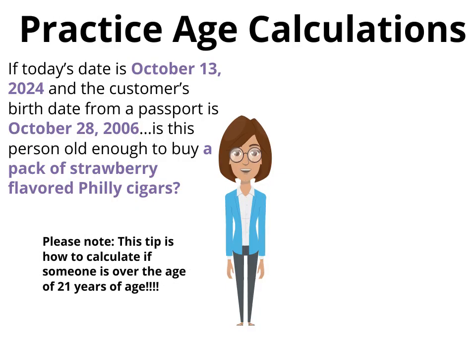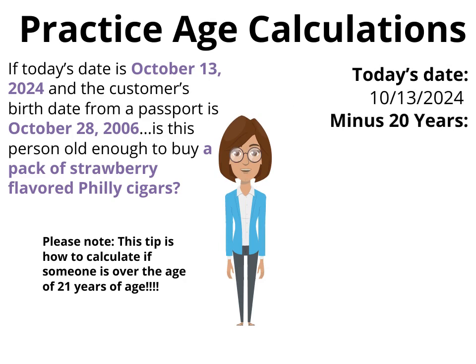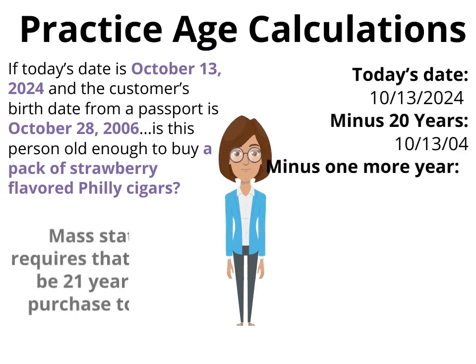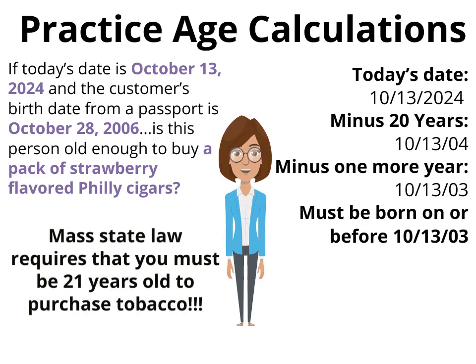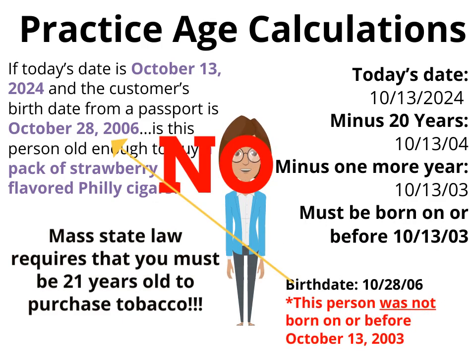Let's try another exercise. If today's date is October 13th, 2024, and the customer's birth date from a passport is October 28th, 2006, is this person old enough to buy a pack of strawberry-flavored Philly cigars? Remember, today's date minus 20 years, then minus one more year. Is this person born on or before October 13th, 2003? The answer is no. This person is not able to purchase tobacco products as their birth date is after October 13th, 2003.